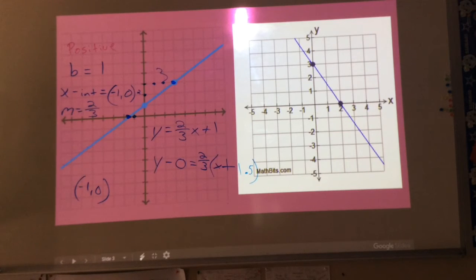2, 0. Okay. Can anybody tell me what the slope is? Steven. 3 over 2. You're so close. Negative 3 over 2. Negative 3 over 2. Good, good. Negative 3 over 2.